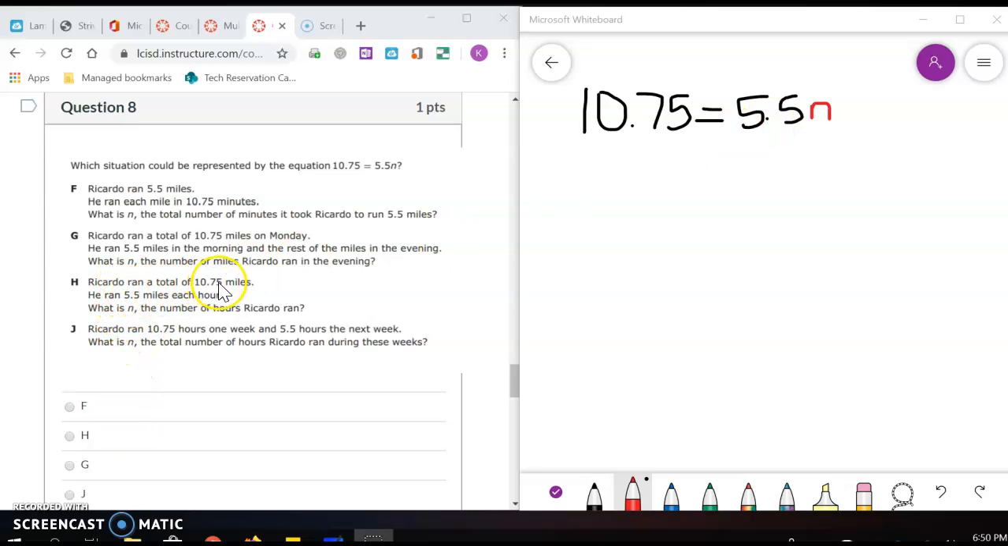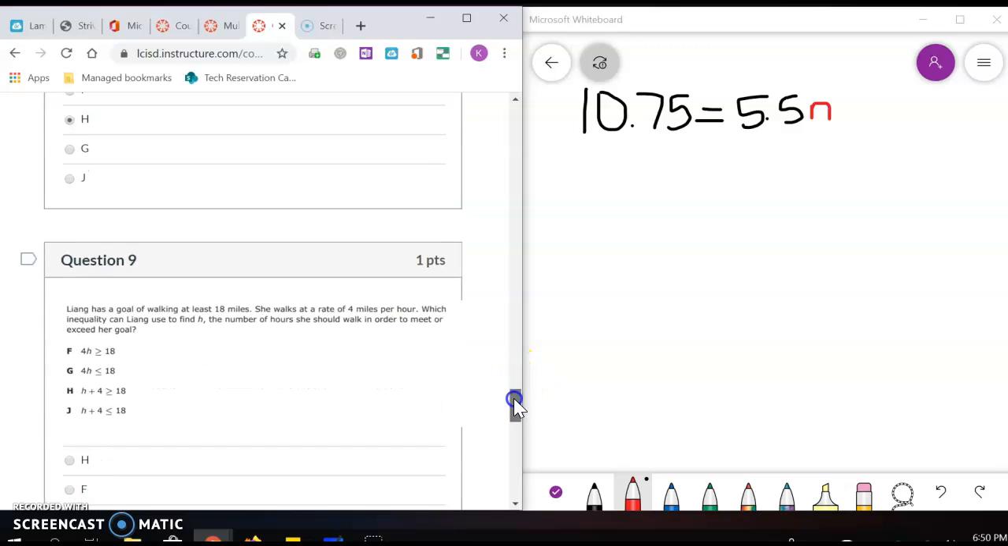H, he ran a total of 10.75 miles. He ran 5.5 miles each hour. What is N, the number of hours that he ran? So 5.5 miles times the number of hours should give us the total number of miles. That sounds good. And then J, he ran 10.75 miles in 1 week, 5.5 the next. What is N, the total number of hours? No, that does not make sense. So H is our answer there.